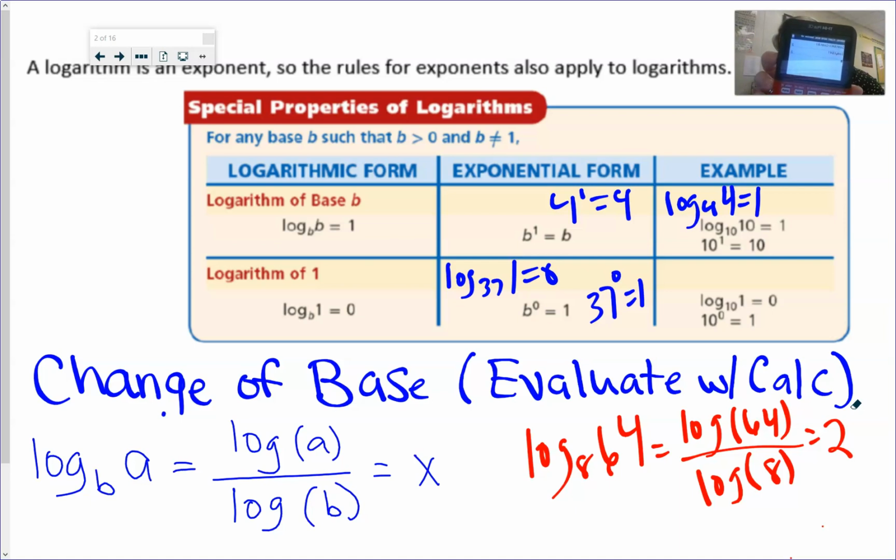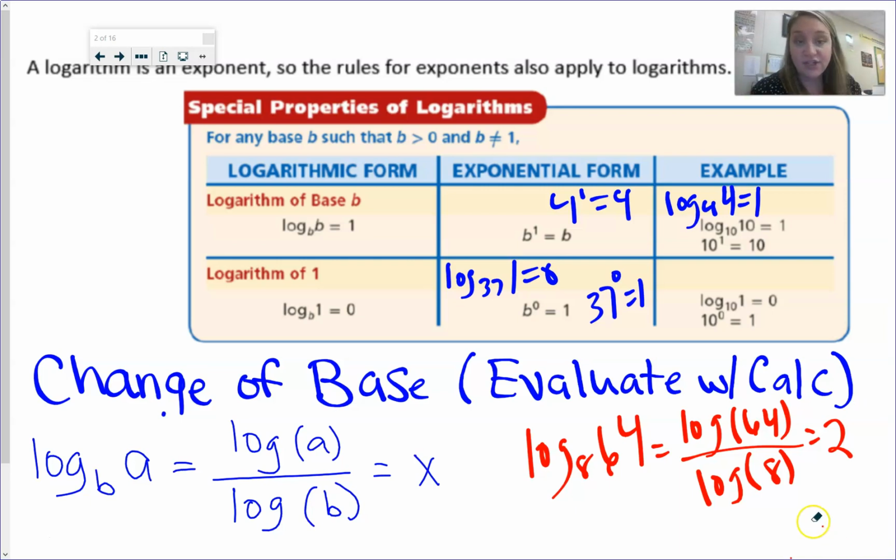Okay, not all calculators have that second feature. You can use the first feature with any calculator. Okay, only the higher level graphing calculators have that change of base option in them. All right, so just keep that in mind.